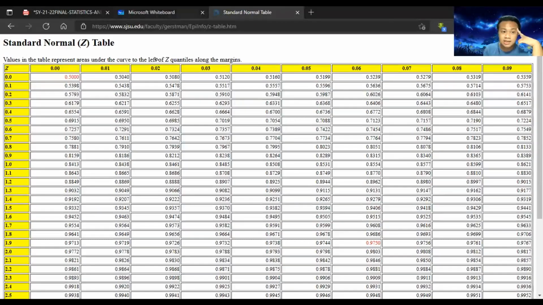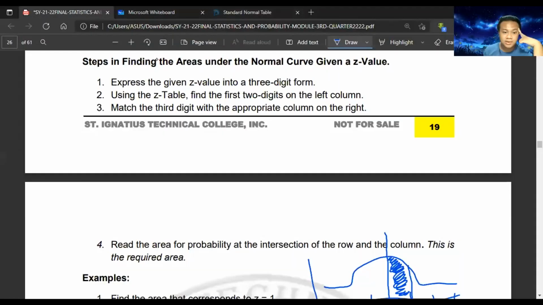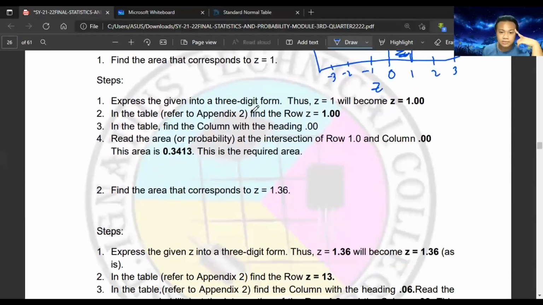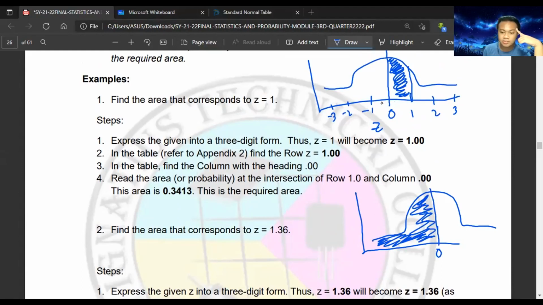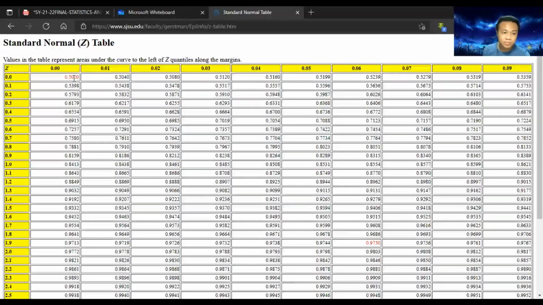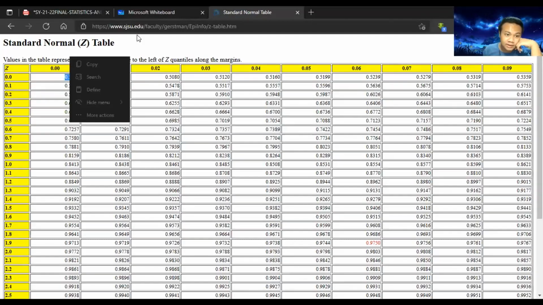This comes from the table. So what we have to do now is, the 0 here, the 0 is 0.5. Okay? If you get it, the value 0 has an area of 0.5.